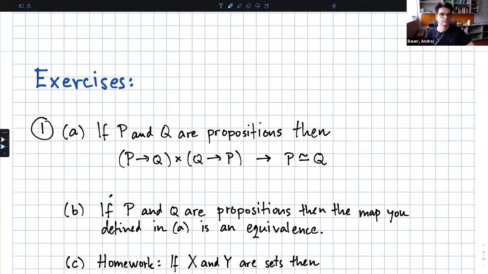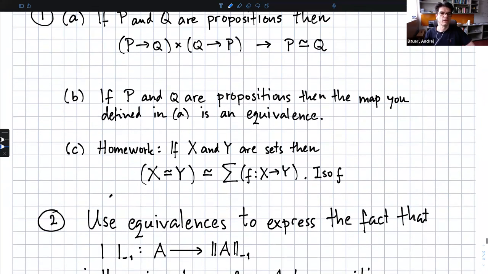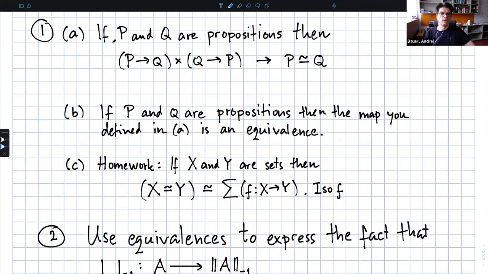So the exercises are going to be this. If you have propositions, then they're equivalent already if you just have maps between them. If you have one map from P to Q, another map from Q to P, then they're already equivalent, because not only will they automatically be inverses of each other, since P and Q have at most one point, you will also get an equivalence. That's the answer, right? And then an improved version of this is that the map that you construct from here to here is actually an equivalence. B is maybe homework and C is also homework.